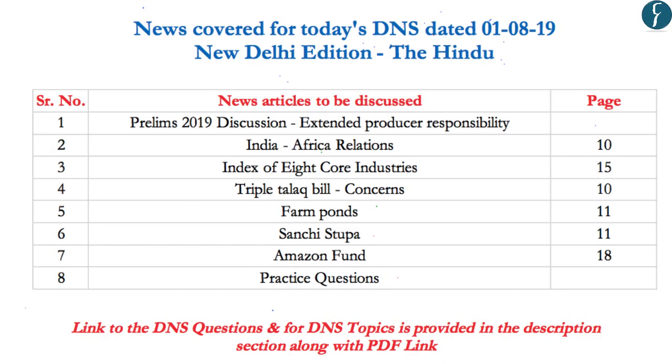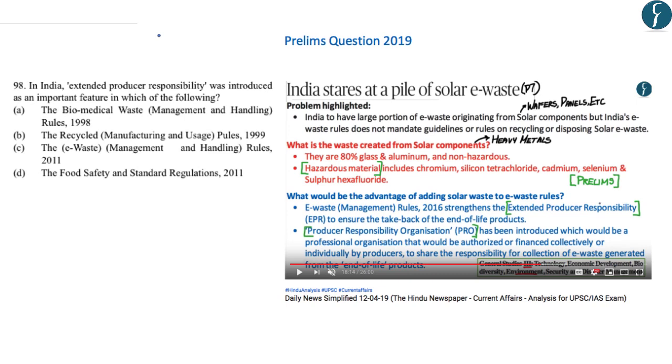Today we will discuss the articles displayed on the screen from the Delhi edition of The Hindu newspaper dated 1st August 2019. So let us start our discussion. Now, in continuation of our series of discussion of the questions that appeared in the preliminary examination from the DNS, let us take up this question.